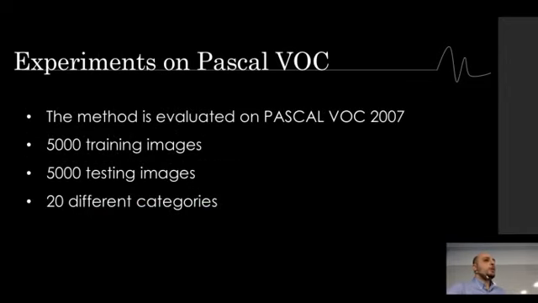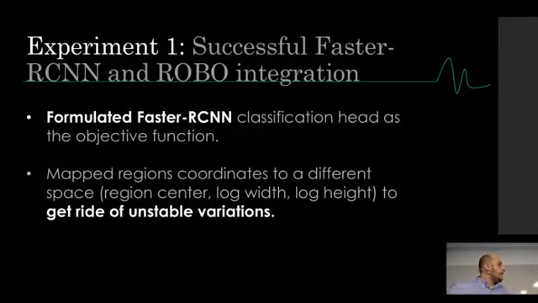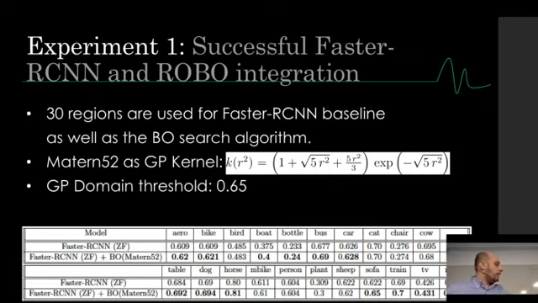Typically, when you want to benchmark, you use datasets that are used for benchmarking, and in this case, we used Pascal VOC 2007. It's broken down into 5,000 images for training, 5,000 images for testing, and it had almost 20 different categories. The first experiment was, as I said, to try to integrate the Faster RCNN with this open source Bayesian optimization library called Robo. And we did that, and you can see here the Faster RCNN ZF architecture is the benchmark, and then we had the integration with Bayesian optimization, across almost 20 categories.